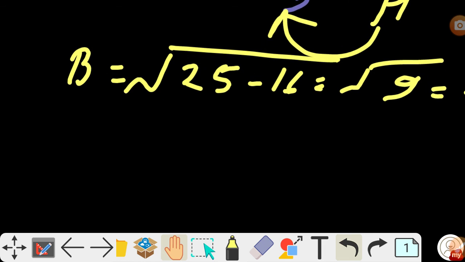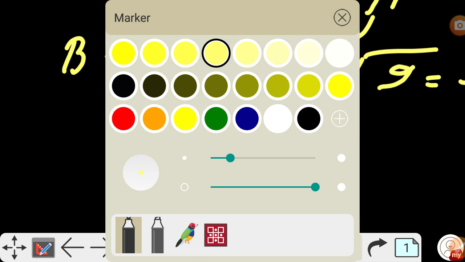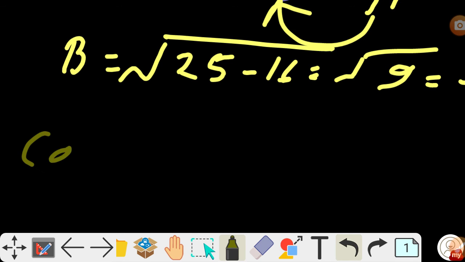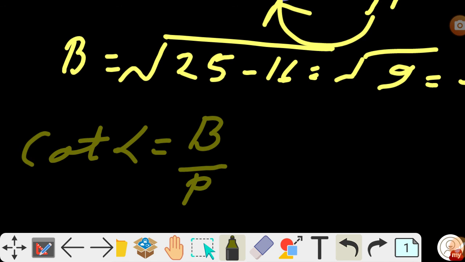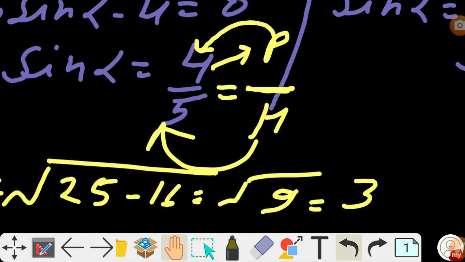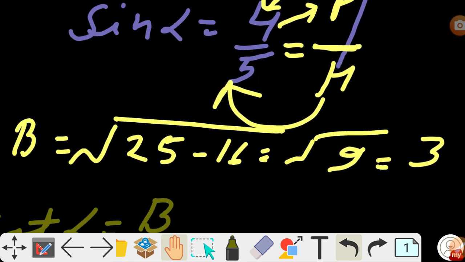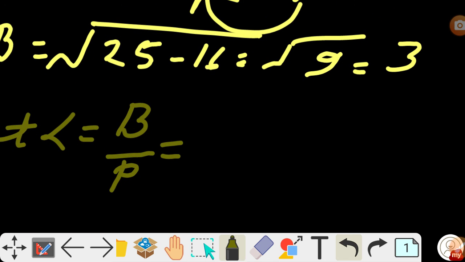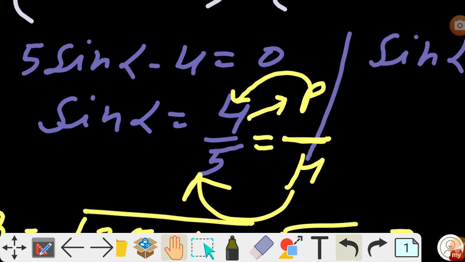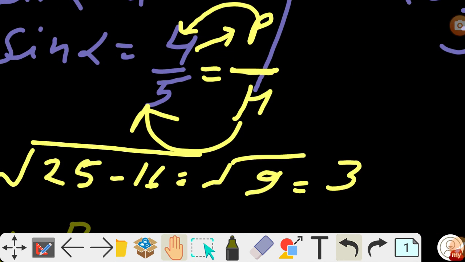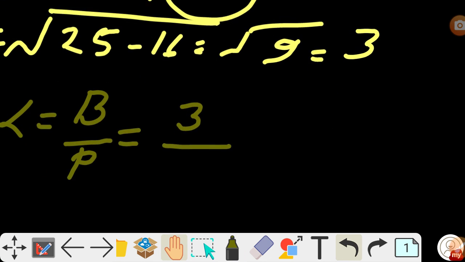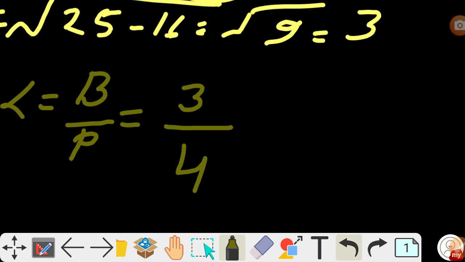So you know cot alpha equal to base upon perpendicular. So what is the value of base here in the above equation? Base here we calculate 3 upon perpendicular we have here 4. You can see this is the perpendicular, so put the value of 4.